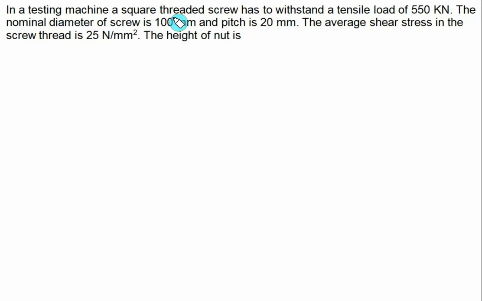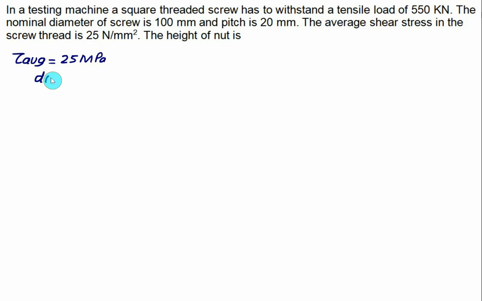In a testing machine, a square thread screw has to withstand a tensile load of 550 kilonewton. The nominal diameter D0 is equal to 100 mm and pitch equal to 20 mm. The average shear stress is given as 25 Newton per mm square. The height of the nut we have to find out. This time the failure is due to the shear stress. So we have given here the value of tau average. Tau average is same as equal to 25 megapascal.